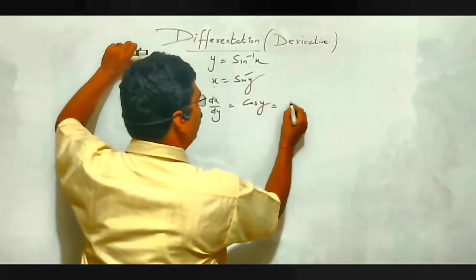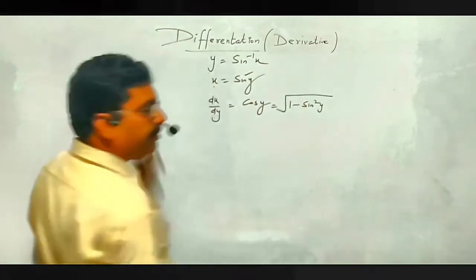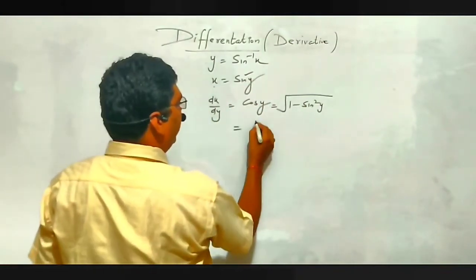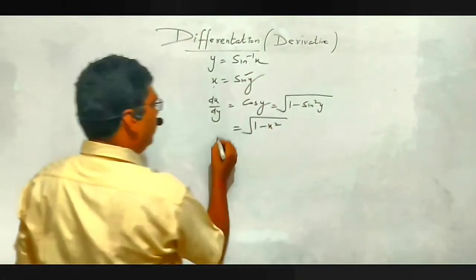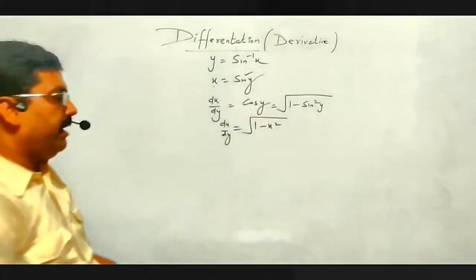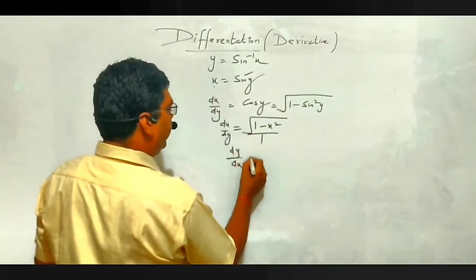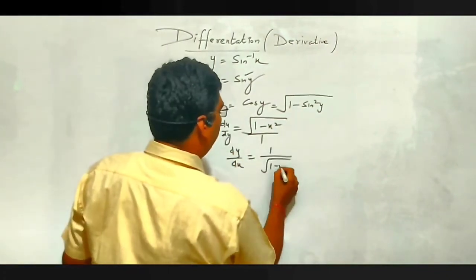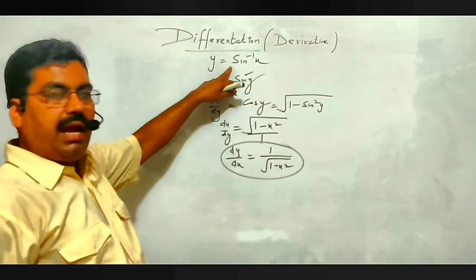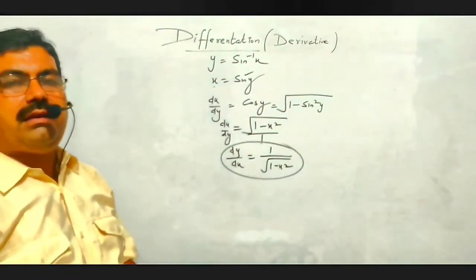and we know that cos y equals the square root of 1 minus sine square y, and the value of sine y is x, so that becomes the square root of 1 minus x square, that is equal to dx by dy. What is dy by dx? It means we take the reciprocal of both, so dy by dx equals 1 by root of 1 minus x square. It means the derivative of sine inverse x equals 1 by root of 1 minus x square.